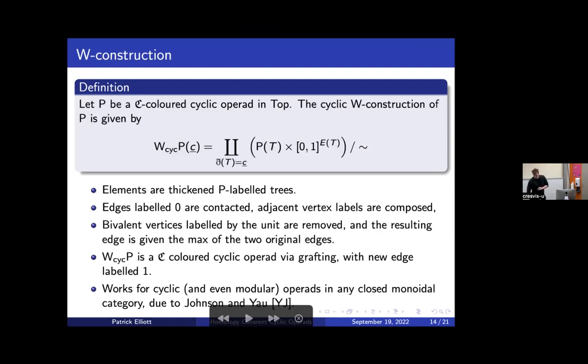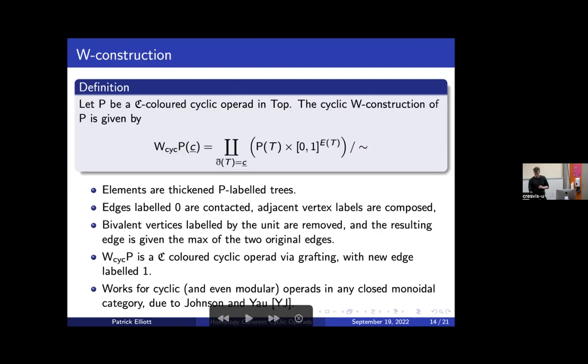So as I said, this works for cyclic and even modular operads in any closed monoidal category. I think it works for generalized props, which Johnson and Yau have in their book. It's a definition in terms of a coend on an appropriate category. So if there's any category theorists out here that want to know more, I'm happy to talk about that.